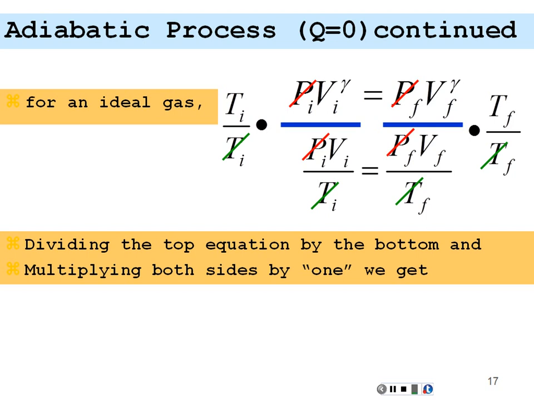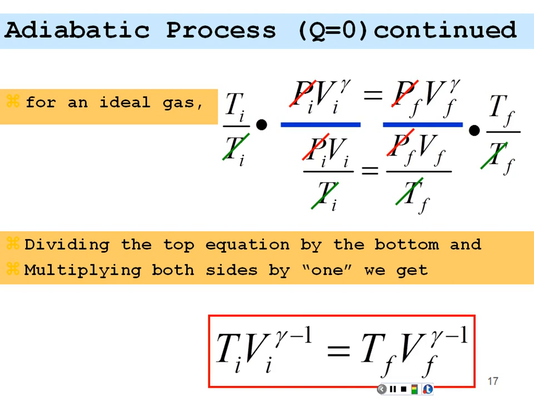We get a similar expression: T initial V initial to the gamma minus 1 is equal to T final V final to the gamma minus 1. Only for adiabatic processes, but this relates our temperature and our volume initially to our temperature and volume finally. So it could be a very useful formula as well.